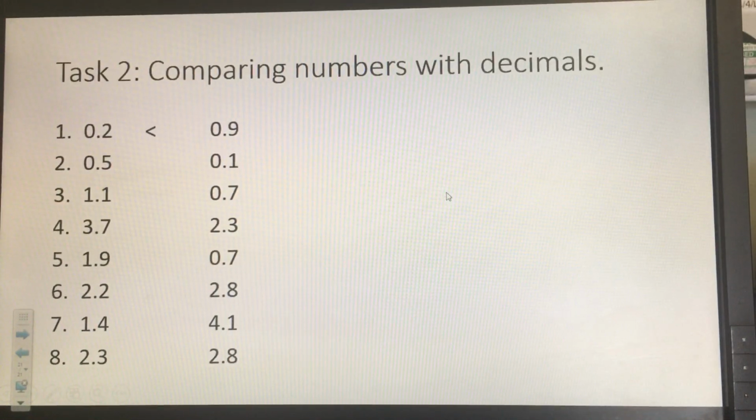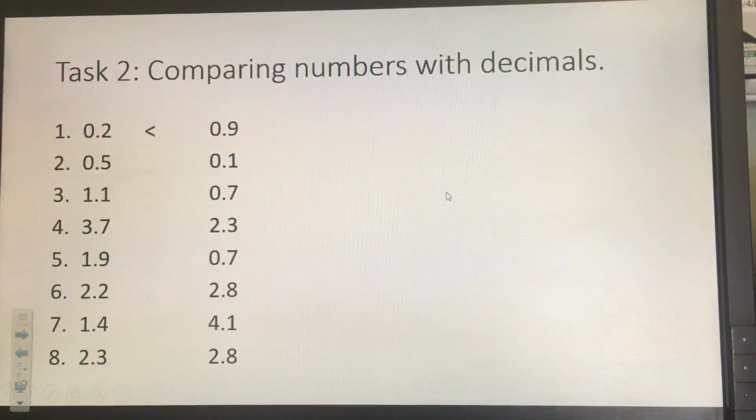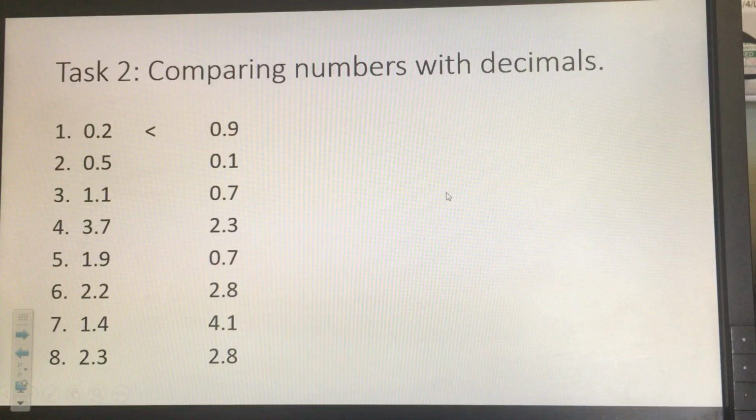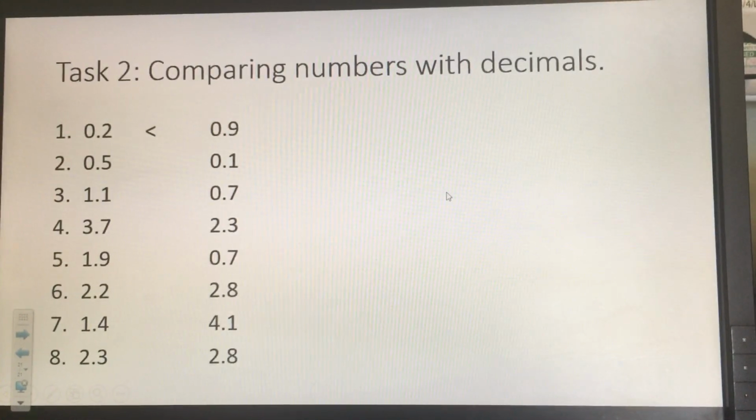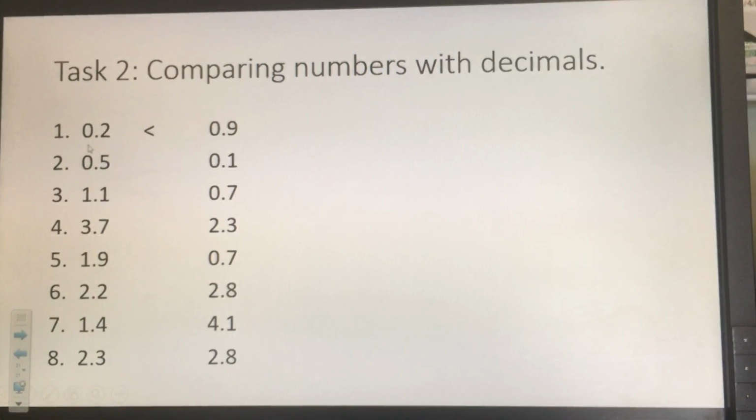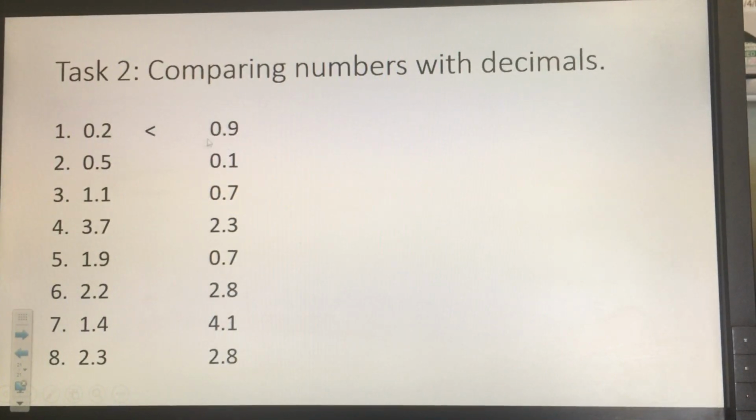Now task 2, I'd like you to compare these numbers with decimals using the greater than and less than symbol. The first one has been done for you. 0.2 is less than 0.9. They both don't have any 1s, but this one has 2/10, whereas this one has 9/10. Okay, so that one is larger. Have a go with the other questions.